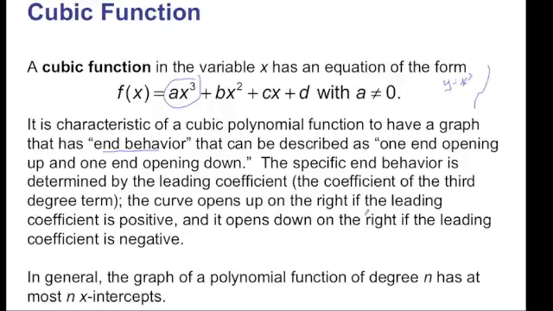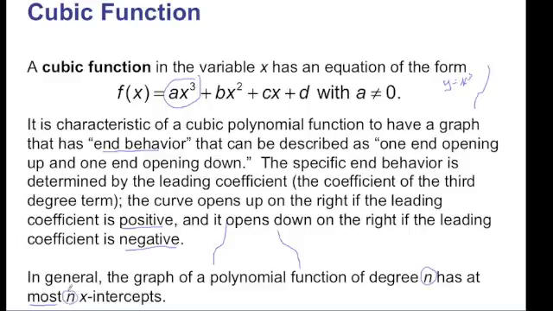The curve opens up to the right if the leading coefficient is positive, and down to the right if the leading coefficient is negative. If its leading coefficient is positive, it opens up to the right. It's going higher to the right, positive. If the leading coefficient is negative, it will go down to the right, and that will be our negative, thinking going down.